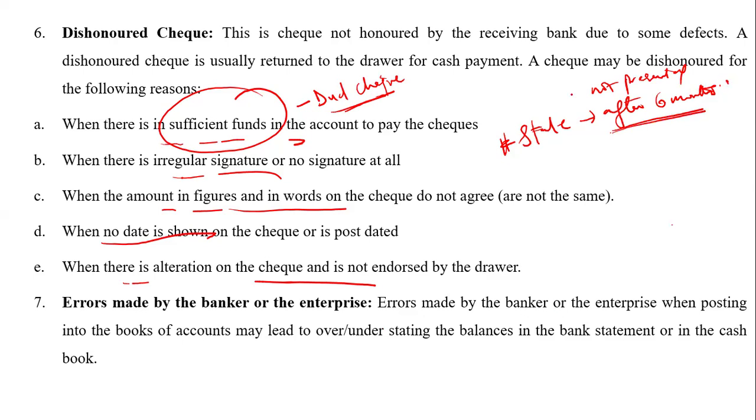So after 6 months, such a check is said to be stale. Now, errors made by the bank or the enterprises are also there. You'll be seeing this when we get to an advanced stage, whereby errors are made by the bank. You can have a direct debit, where you just debit your account, or a direct credit, or there are some situations you have your own employee. You have a situation whereby the account is not properly maintained by the enterprise.